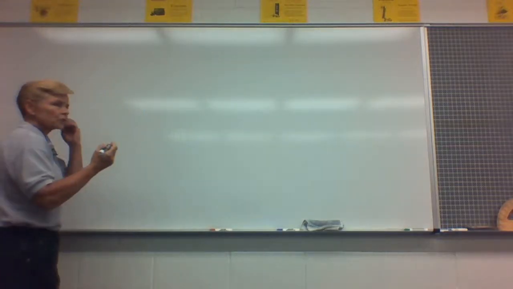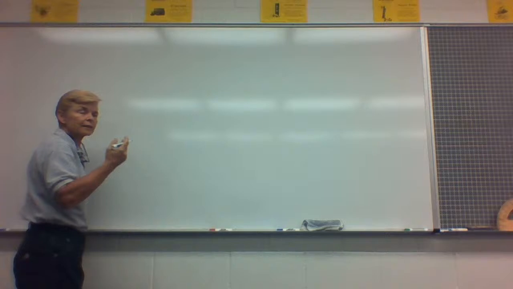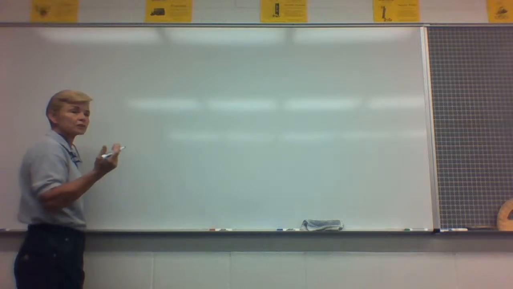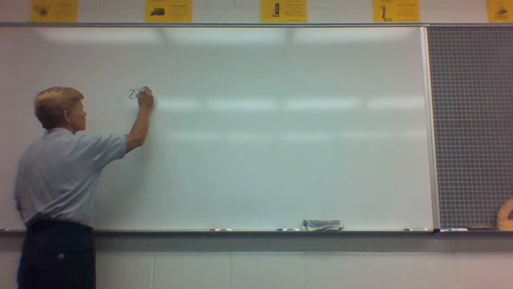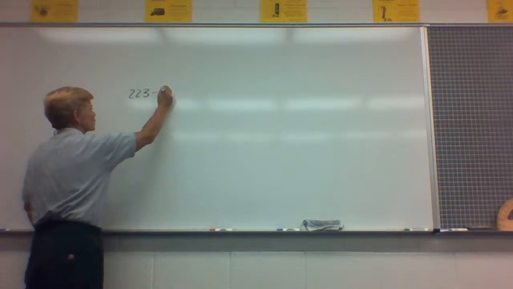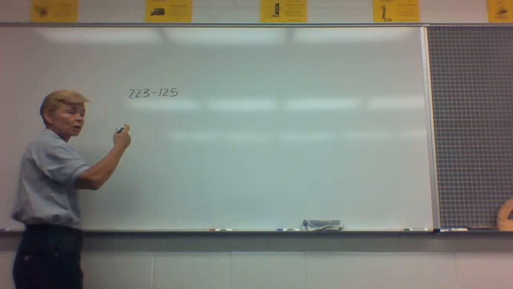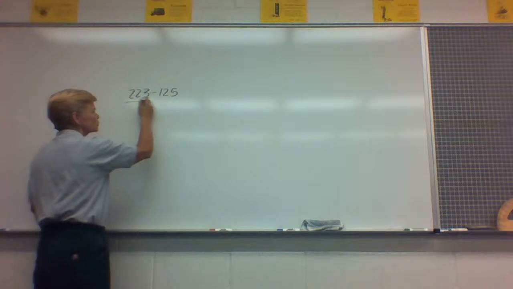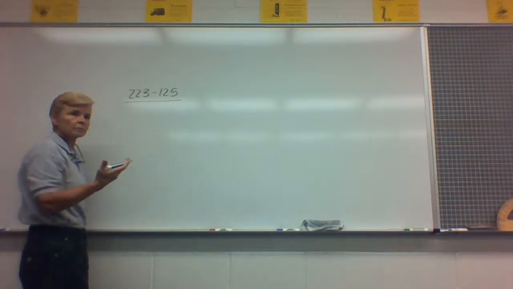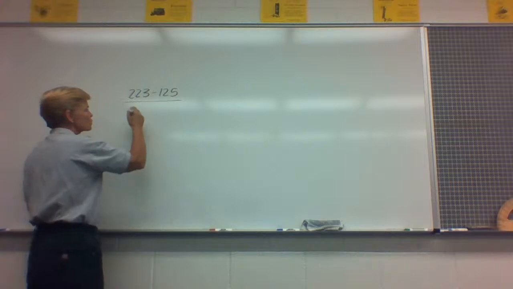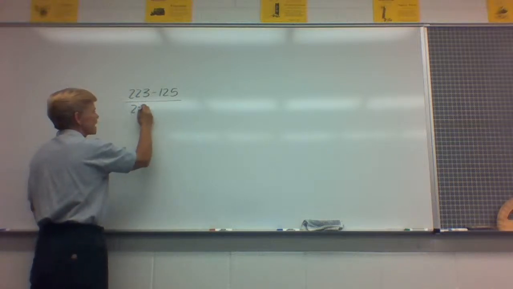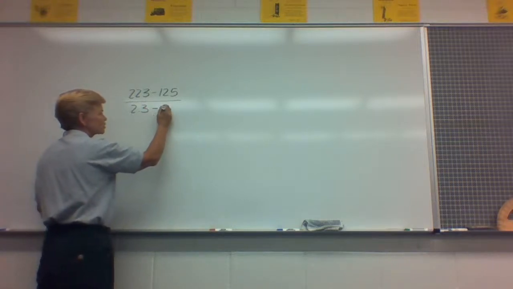How do we figure total distance? What did you do in your calculator to figure the total distance? 223 minus 125 is how you figure total distance, mile markers, right? And how do you figure total time? With the clock. What did I say it was? 2.3 hours. So I would take the 2.3 that has elapsed minus the clock that I started at.